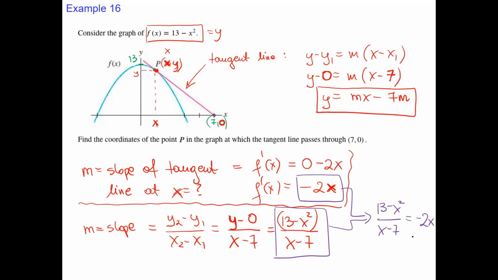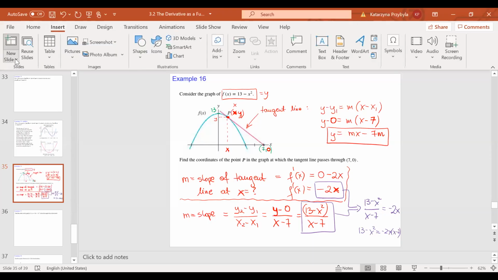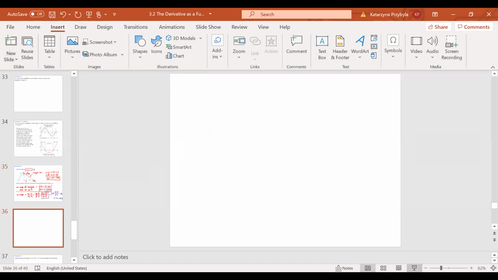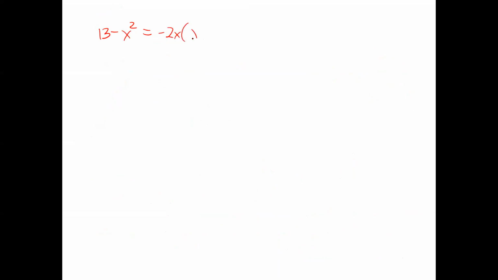X is definitely different than 7, then I can cross multiply 13 minus x squared, negative 2x times x minus 7, because I have to make sure that I'm not multiplying by 0. We have 13 minus x squared, multiplied by negative 2x times x minus 7. Let's distribute: negative 2x squared, positive 14x.